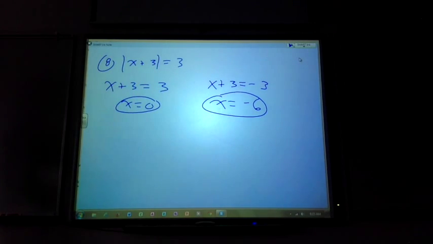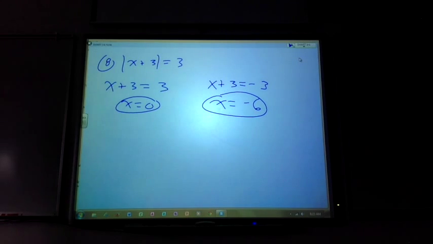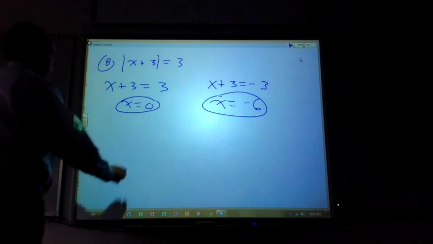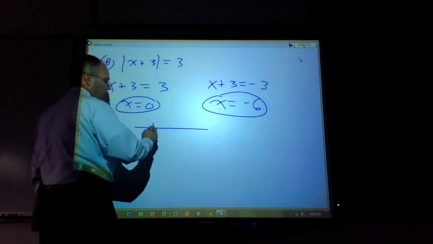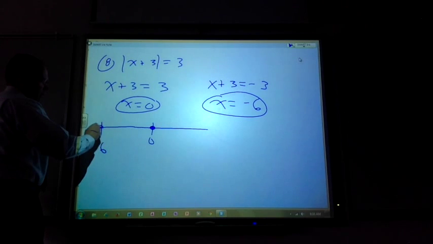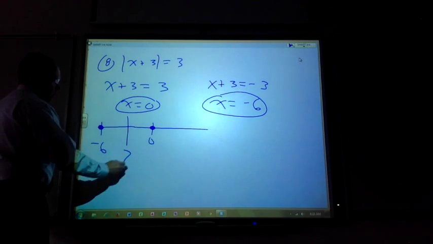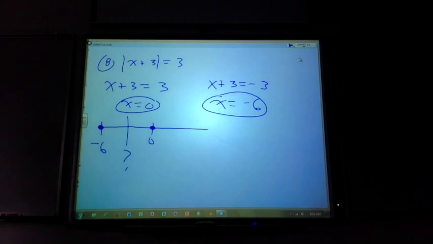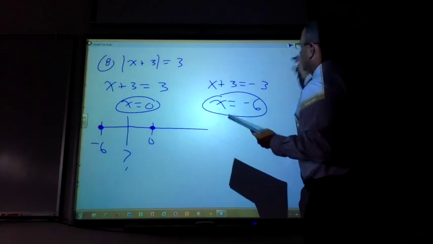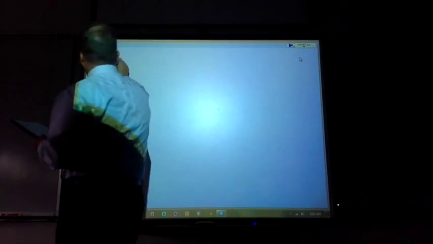0 plus 3 is 3. Absolute value of 3 is 3. Checks off. Negative 6 plus 3 is negative 3. Absolute value of negative 3 is positive 3, so that also works. And again, if you did this on a number line, if you had 0 here, and you had, this way, negative 6 here, halfway in between them is what we're talking about, and so you have a distance either side. Now, problem number 9.